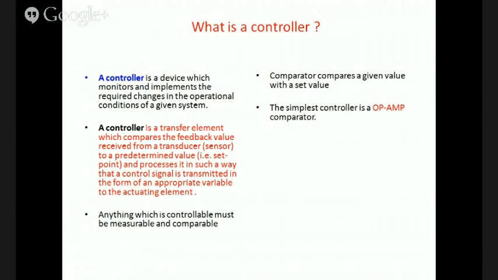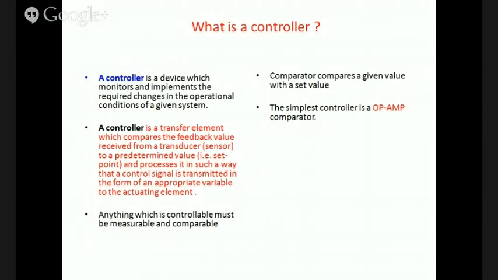Anything which is controllable must be measurable and comparable. This is very important. Nothing can be controllable if it is not measured, if it is not compared. A comparator compares a given value with a set value. There is a set value or the reference value, whatever you may call it, and you compare it with that value to see what is the standard value, what is the value which is required, what is the error, how much is required, how much is to be implemented, and so on. The simplest controller is an op-amp comparator. Of course, the simplest form of a controller is an on-off switch, and the op-amp is the device which is supposed to be the simplest comparator.